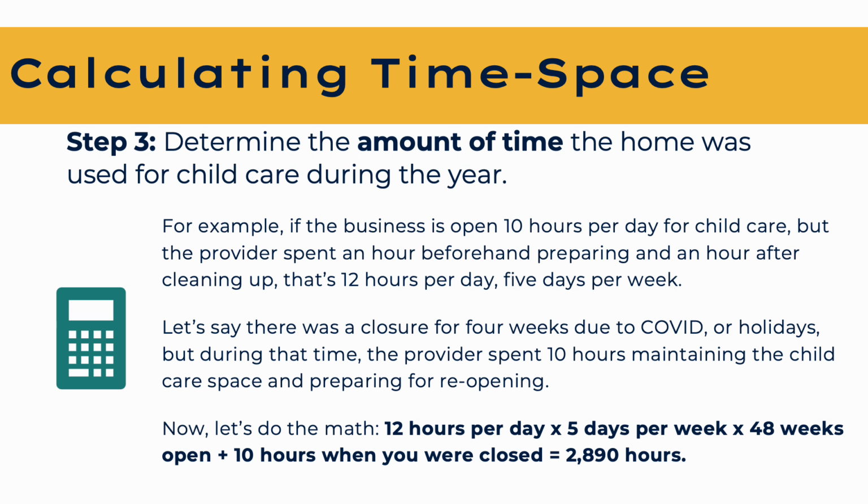For example, if your business is open 10 hours per day for childcare, but you spend an hour beforehand preparing and an hour after cleaning up, that's 12 hours per day, 5 days per week. Let's say you closed for 4 weeks, but during that time you spent 10 hours total maintaining the childcare space and preparing for reopening. Then comes the math. 12 hours per day times 5 days per week times 48 weeks open plus 10 hours when you were closed equals 2,890 hours.